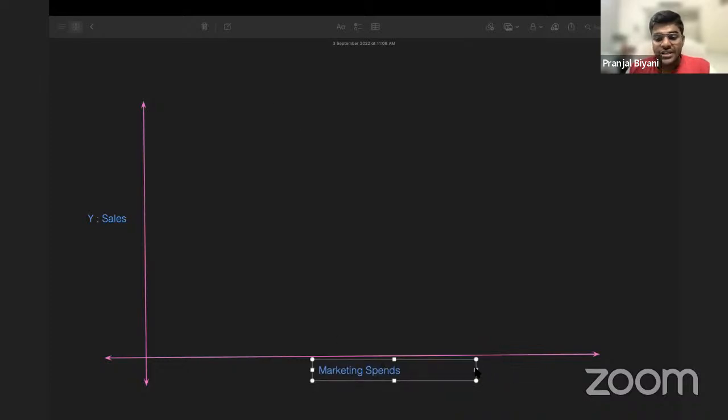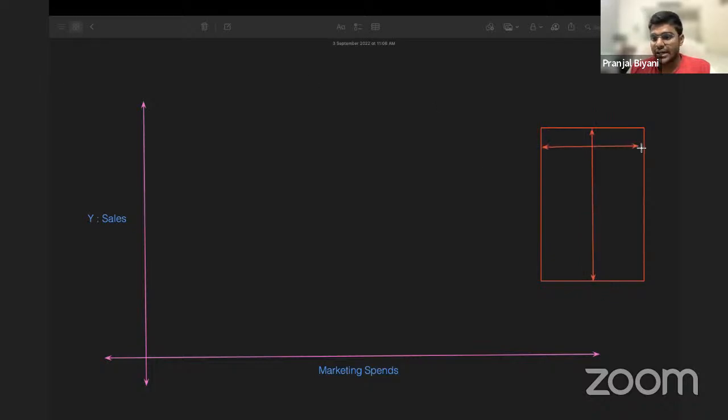Now we obviously know that the more marketing we do, the more sales we are going to get. So what would it actually look like in question? Suppose I collect data, which is somewhat like this. I have 2 columns of data. One is my marketing spends and the other is my sales.